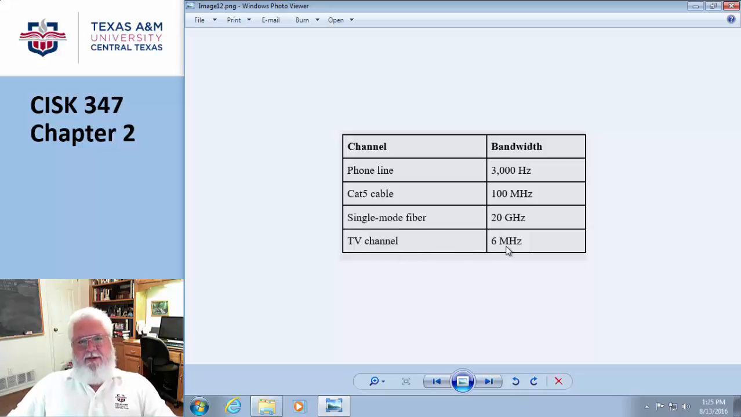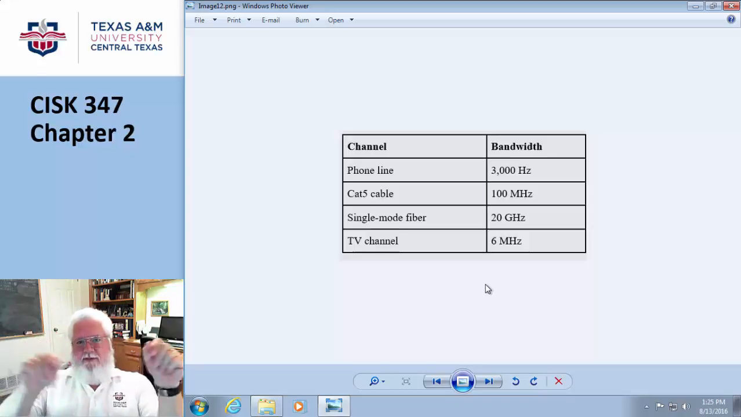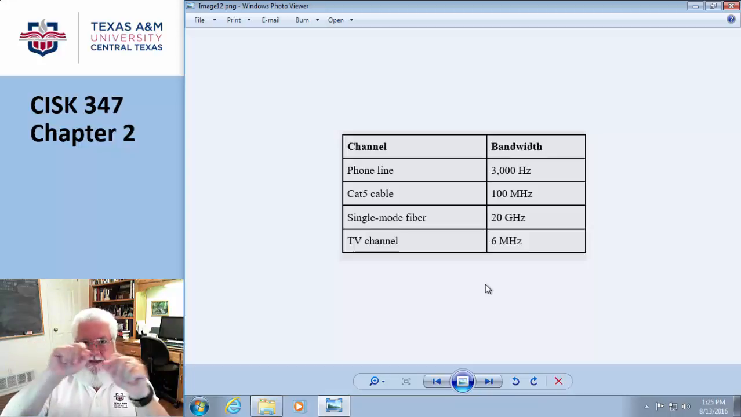A TV channel transmitted over the air is about 6 megahertz. And this is a good example of transmission of radio over the air. Every station has a very narrow chunk they can transmit over. And then the radio station in the next town can transmit over a different frequency range. So they're obligated to stay within that bandwidth. Okay, I think we beat that to death.